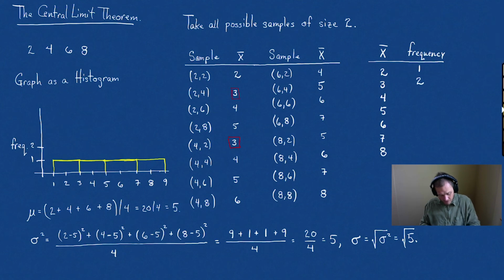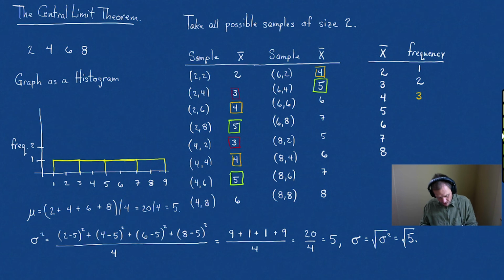Let's do another one. How about 4s? 1. Here's another one. 2, 3, and that's it. So we've got 3. The sample mean of 4 occurs 3 times. All right, let's do another one. 5s. Here's 5, 2, 3, 4. I'm getting 4 on that one. That's a big one. 4.